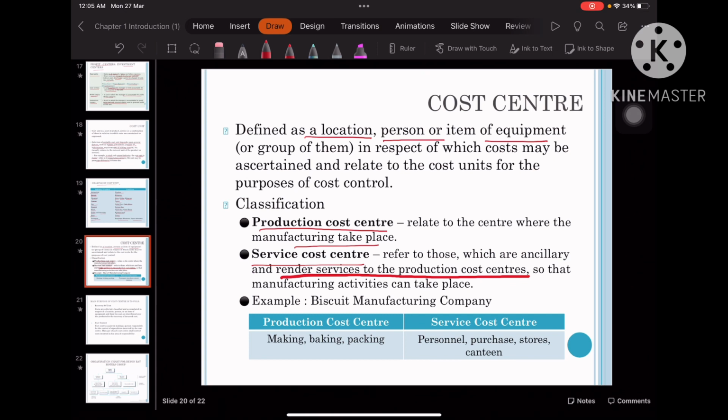For example, in a biscuit manufacturing company, the production will be making and baking, which relates to producing the biscuits. The service cost center is not producing the biscuit, but does something else, giving service to the company. For example, the personnel, the purchase, the store, and the canteen. They do not produce a product, but they give service.